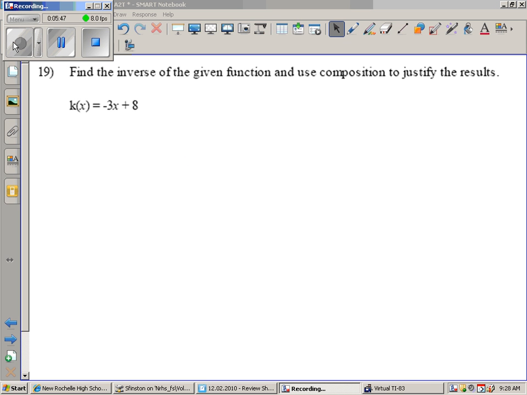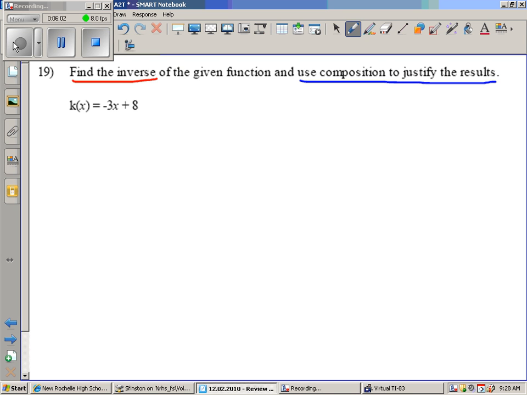All right, last question. Find the inverse of the given function and use composition to justify the results. So it's really a two-part question. Find the inverse we're going to do in red, and then we're going to use composition to justify the results. We're going to do that in blue. First part, find the inverse. What do you do first? We're going to put a y there because it's impossible to find the inverse unless we have a y. And then we switch x and y.